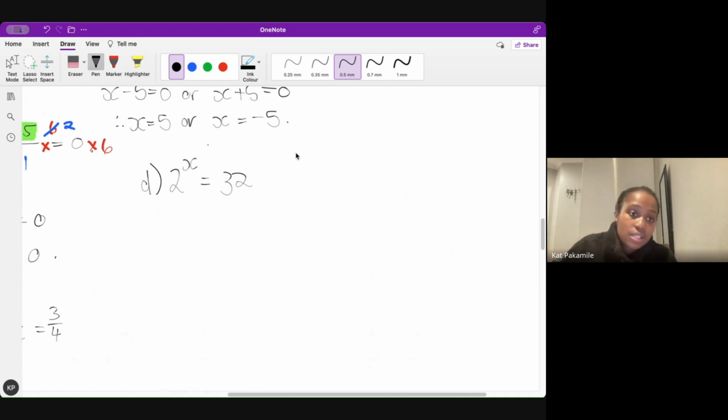The difference between the one we just did and this one is that my variable is in the exponent. Beautiful. We want the same base on both sides. So if I have a base of 2 on my left-hand side, I want a base of 2 on my right-hand side. So how will I rewrite 32 with a base of 2? How do I rewrite 32 with a base of 2?